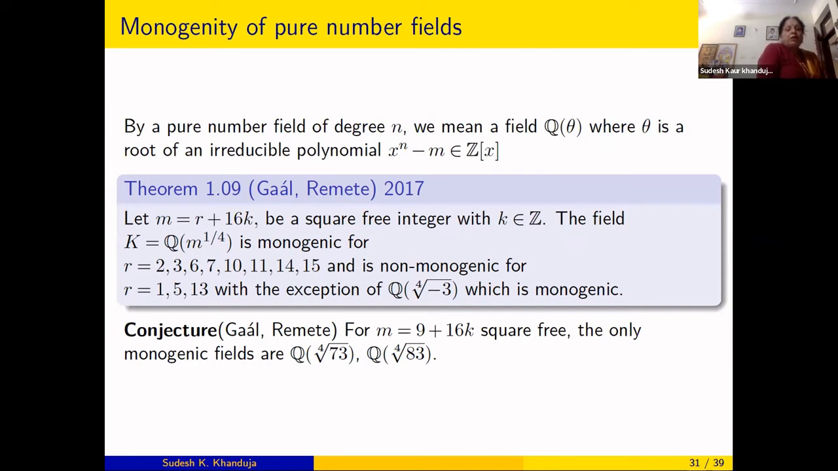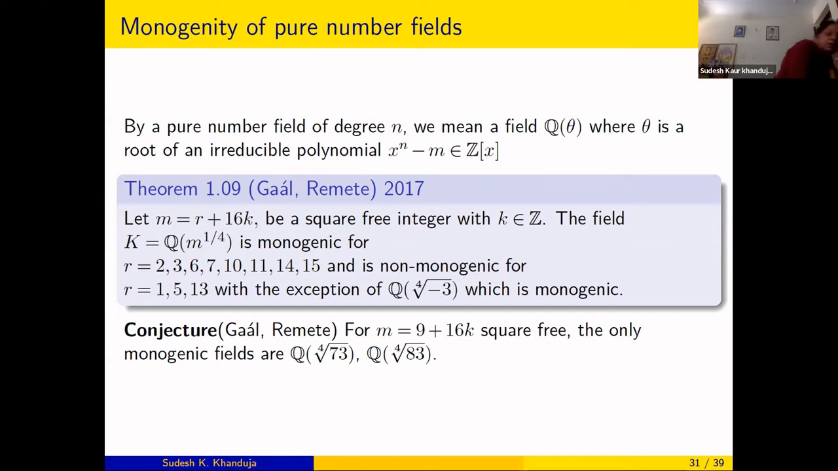So they proved in 2017 the following result: let m equal r plus 16k be a square free integer with k belonging to Z. The field K equal to Q(m^(1/4)), the fourth degree pure field, is monogenic when r equal to 2, 3, 6, 7, 10, 11, 14, 15, and is non-monogenic when r equal to 1, 5, 13, with the exception of Q(fourth root of -3), which is monogenic. So this covers all the possibilities because m has to be square free.